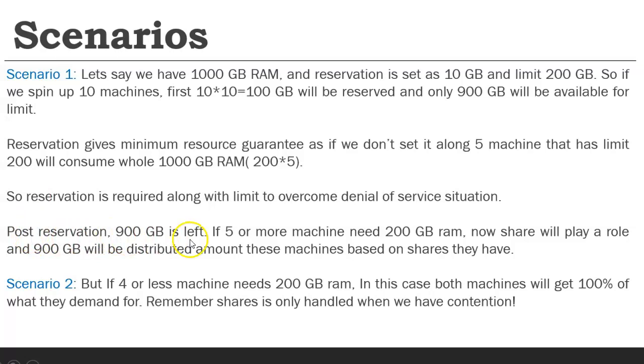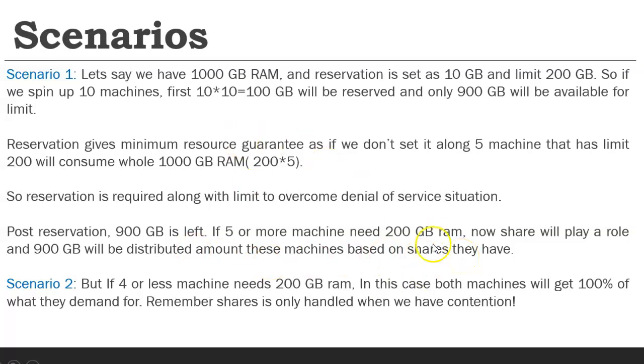Post reservation, 900 GB is left. If 5 or more machines need 200 GB RAM each, then the role of shares comes into the picture, because they will need more than 1000 GB of resources and they have a maximum of 900 GB available. Then the resources will be allocated based on the shares they have.